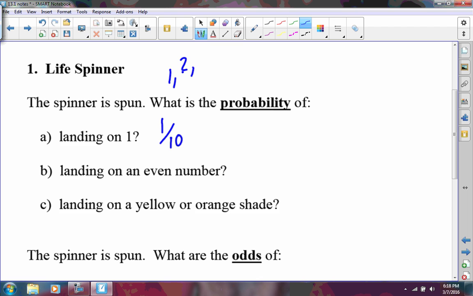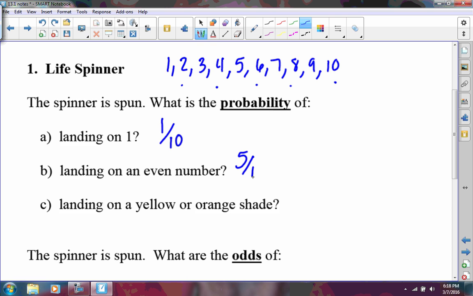There we go. So you'd have 1, 2, 3, 4, 5, 6, 7, 8, 9, and 10. So you could go through and you could count how many evens, 2, 4, 6, 8, and 10. That's how many are even. So there's 5 altogether out of the 10 possible, and that would reduce down to a half.